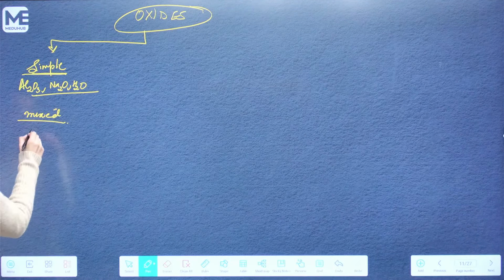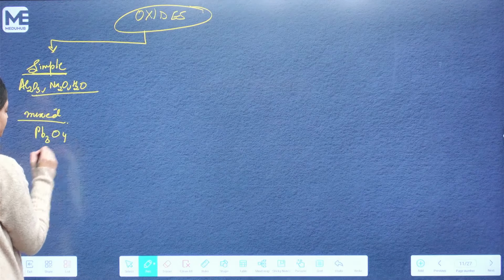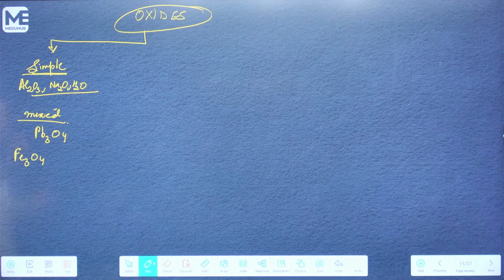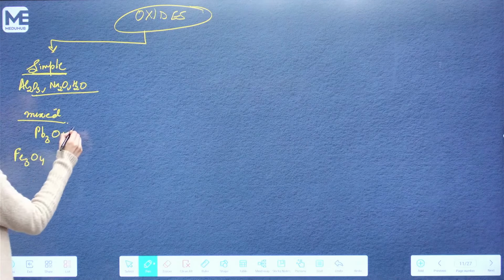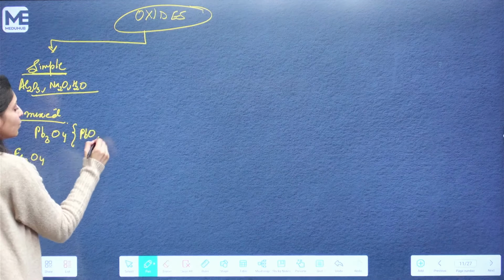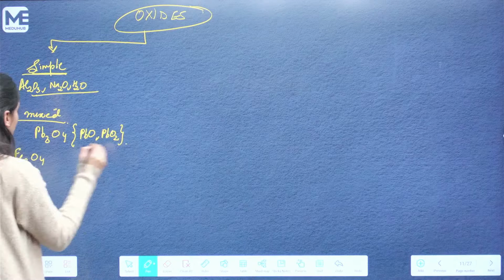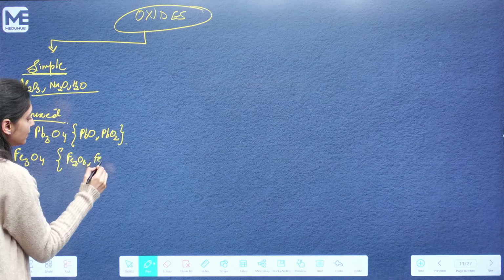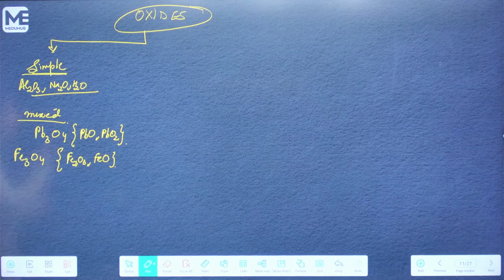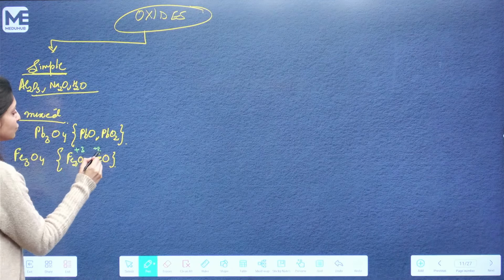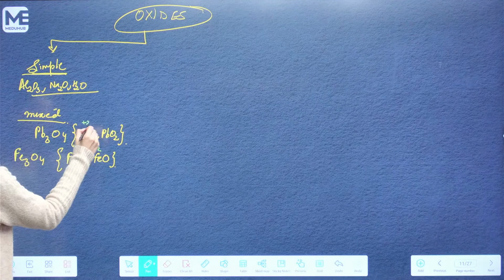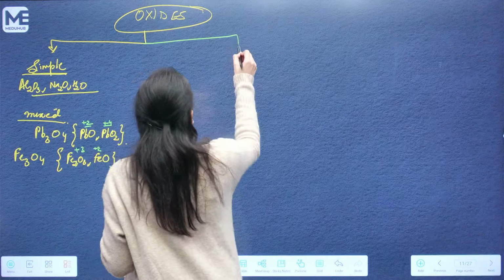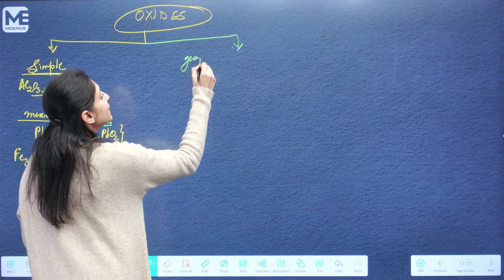In mixed oxides like Pb3O4 and Fe3O4, here the cation is lead, but lead is present in 2 different oxidation states. So this is made up of PbO and PbO2, and Fe3O4 is made up of Fe2O3 and FeO. So here iron is in 2 oxidation states, +3 and +2, and lead is in 2 oxidation states, +2 and +4. So these are mixed oxides. The second categorization is based on the geometrical structure.